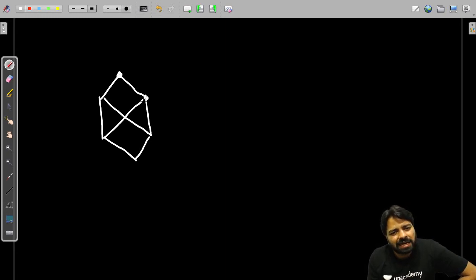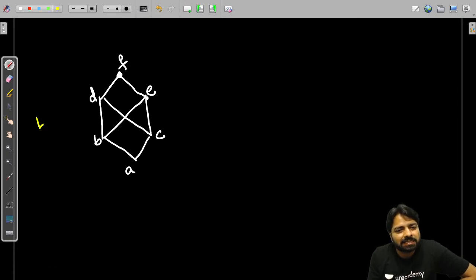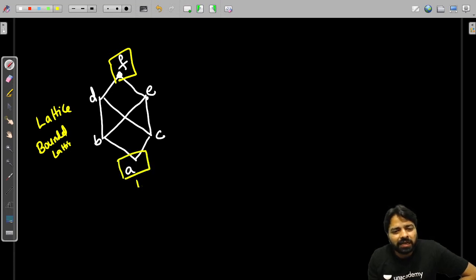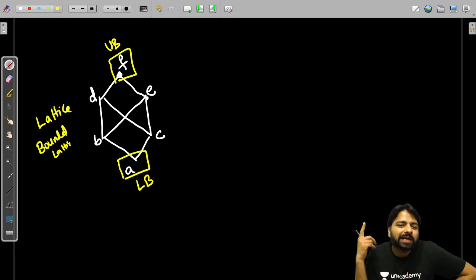First, is it a lattice? Yes, it is a lattice. Is it a bounded lattice? How do you know it is bounded? Because these are called bounds. It is the lower bound, it is the upper bound. They are going to help you find the complements too.